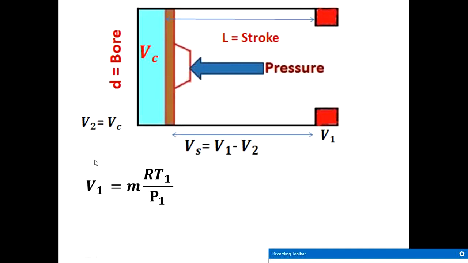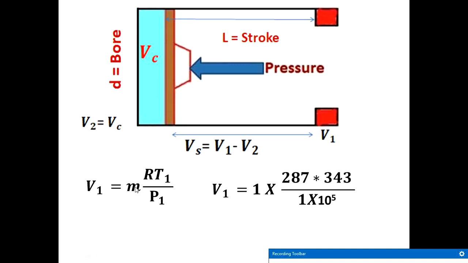Now the volume you want to find out. You know the usual equation, PV is equal to MRT, so P1 V1 is equal to MRT1. The R value is not given, but you must know the R value: it is 287 joules per kg Kelvin. T1 you want to write in Kelvin, and P1 should be in Newton per meter square.